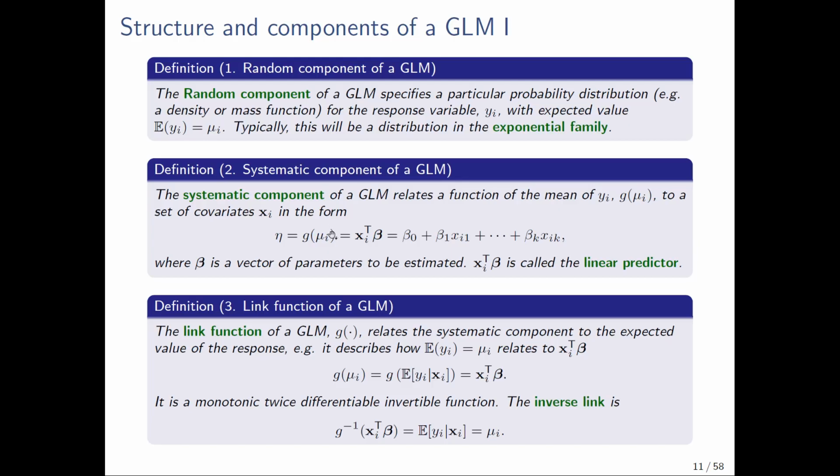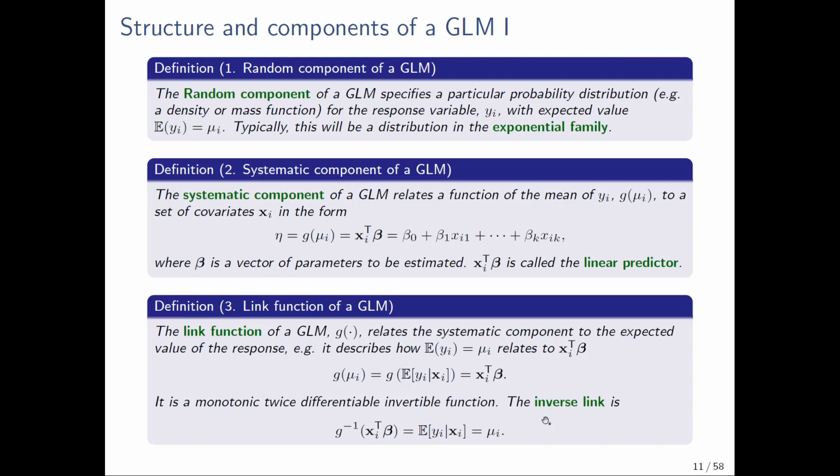And the third component of a GLM is called the link function. That's the function that I've just mentioned. The link function relates the systematic component to the expected value of the response. So it describes how the mean μi relates to the linear predictor. It has some important properties. It's monotonic, which matters because we need to be able to invert it. And it's twice differentiable, which matters when we come to maximize the likelihood function, because we're going to use differentiation, of course, to find those optimal values.